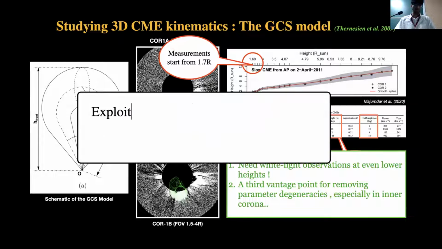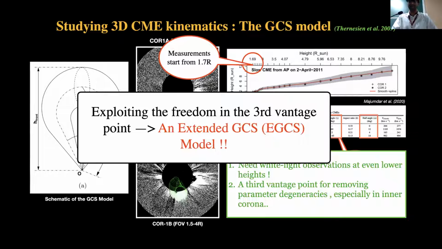To do that, we exploit the freedom offered by the GCS model for the third vantage point observations, in the form of LASCO. So we redevelop the code that was written for LASCO. We rewrite a similar set of code where we use K-Cor observations, which is a ground-based coronagraph of MLSO, which offers a fascinating field of view of 1.03 to 3 solar radii. If we do that, we give it a fancy name. We call it an extended GCS model because the application has been extended to even lower heights.